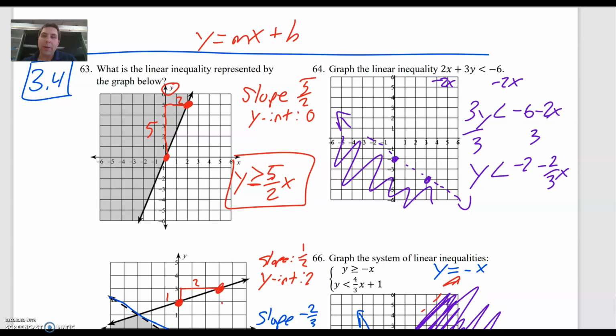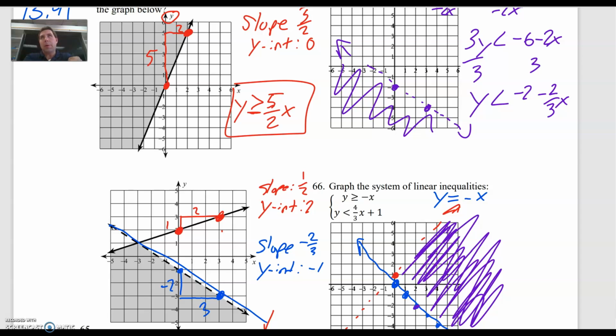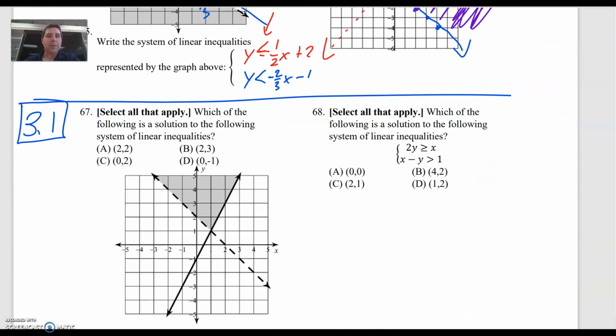I went through that really quick, but again, all you're doing is rearranging the equation so that way y is alone, because all of the problems we did before were easier to think about when it was y equals or y with the inequality symbol. Okay, last two questions on the review.